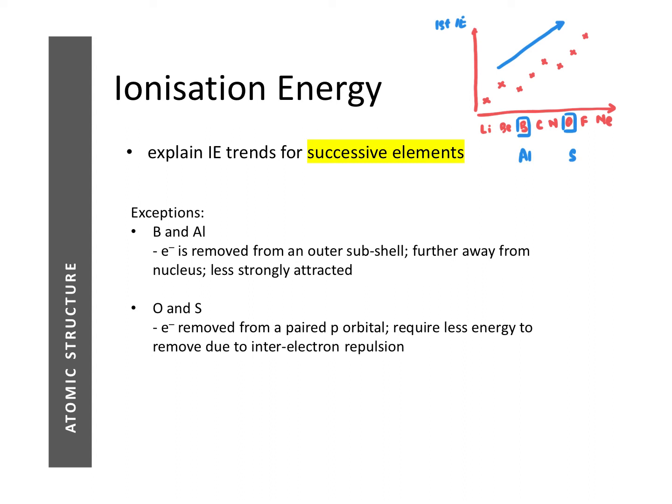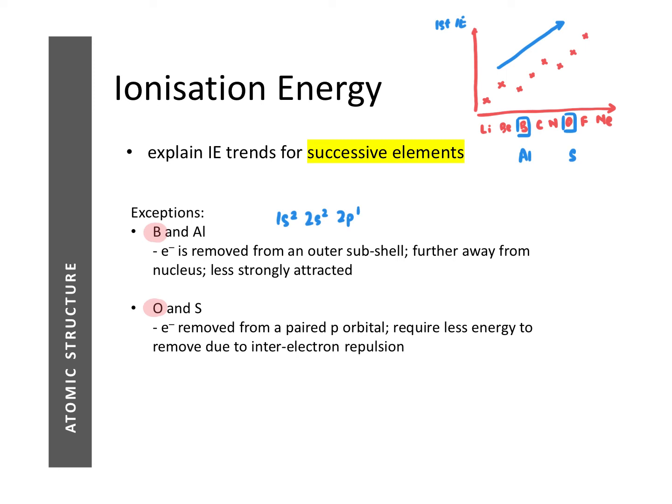So on top of being able to explain the general trends, we must be able to explain these 2 exceptions as well. In order to explain the exceptions, we need to write the electronic configuration. That's where the concept of electronic configuration comes in. We need to be able to write the electronic configuration for boron, as well as oxygen. So let us do it now. The electronic configuration for boron is 1s2, 2s2, and then 2p1. Boron has 5 electrons.